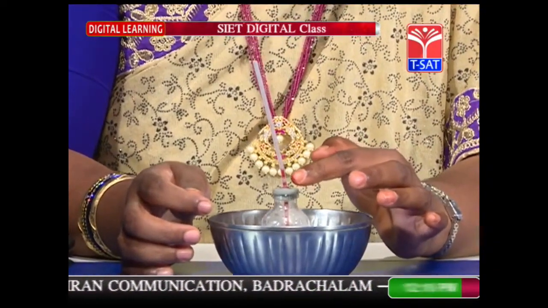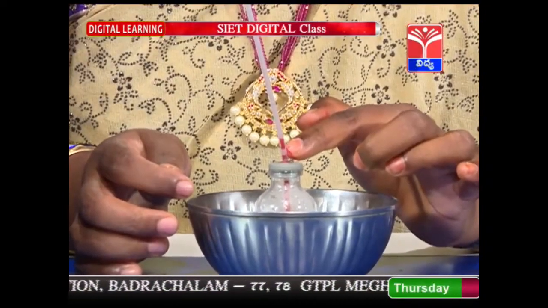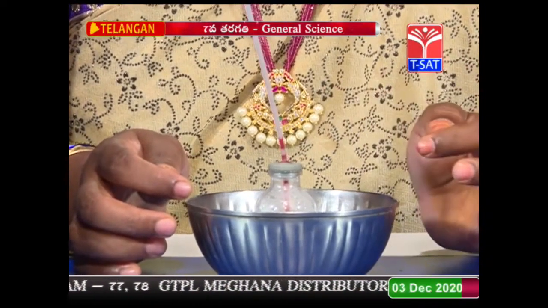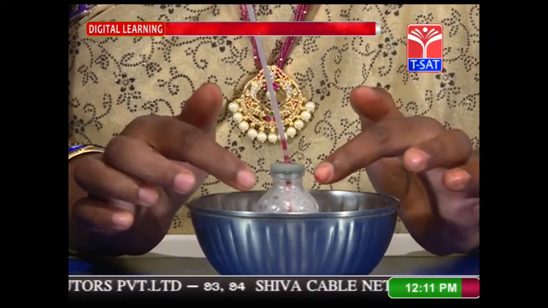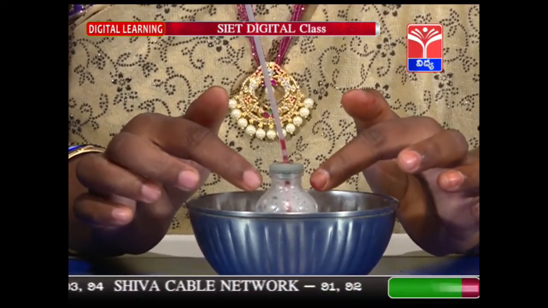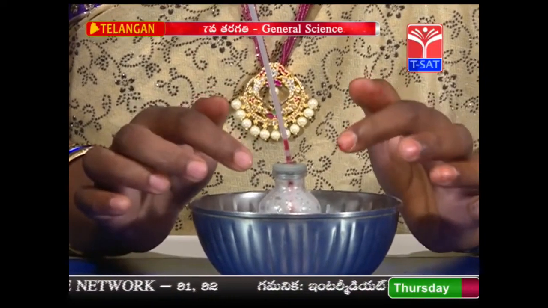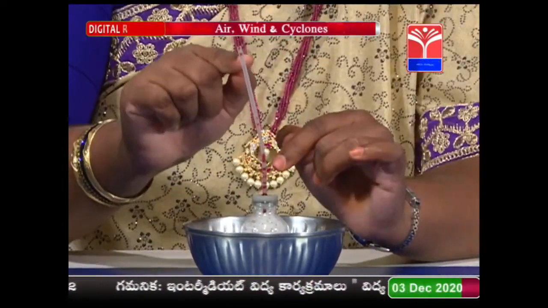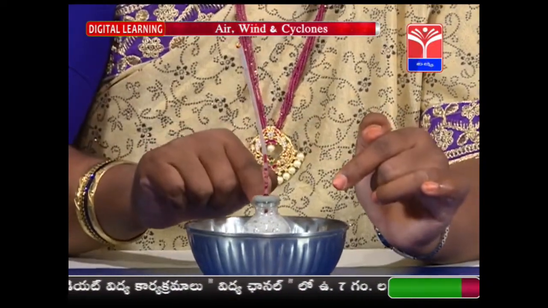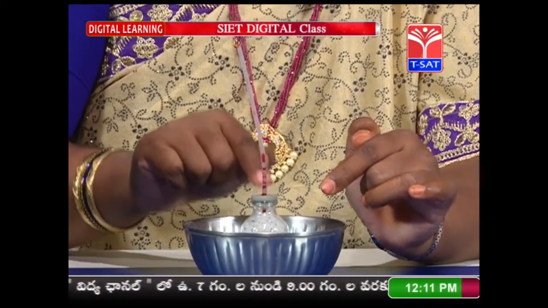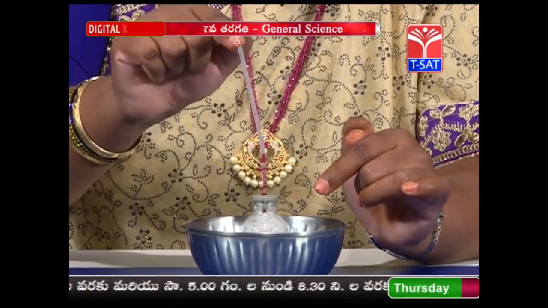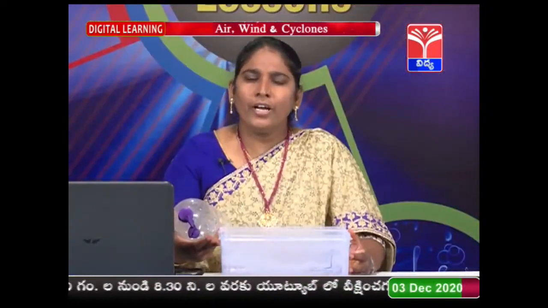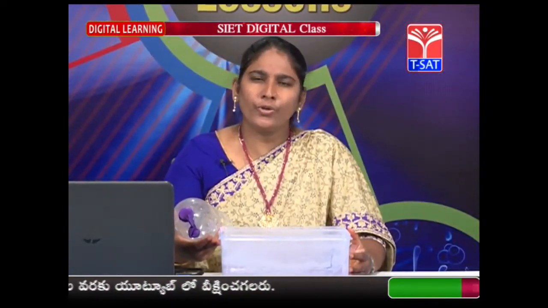If you observe very closely, the colored water tries to move in the upward direction. Why? Because as heat is supplied to this bottle, the air which is present inside started expanding. You can notice the colored water rising upwards. Why? The air which is present inside this started expanding. What can we conclude with this? Air expands on heating.